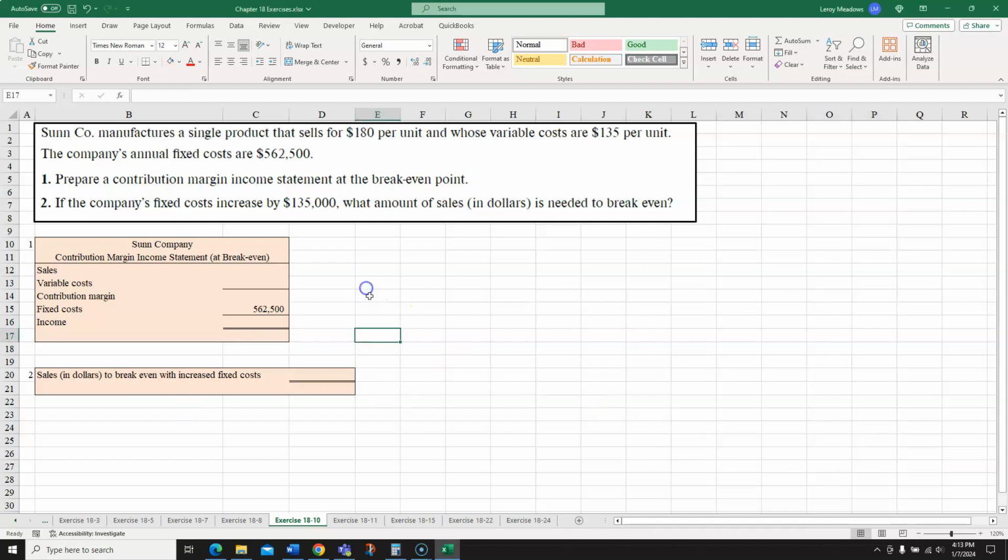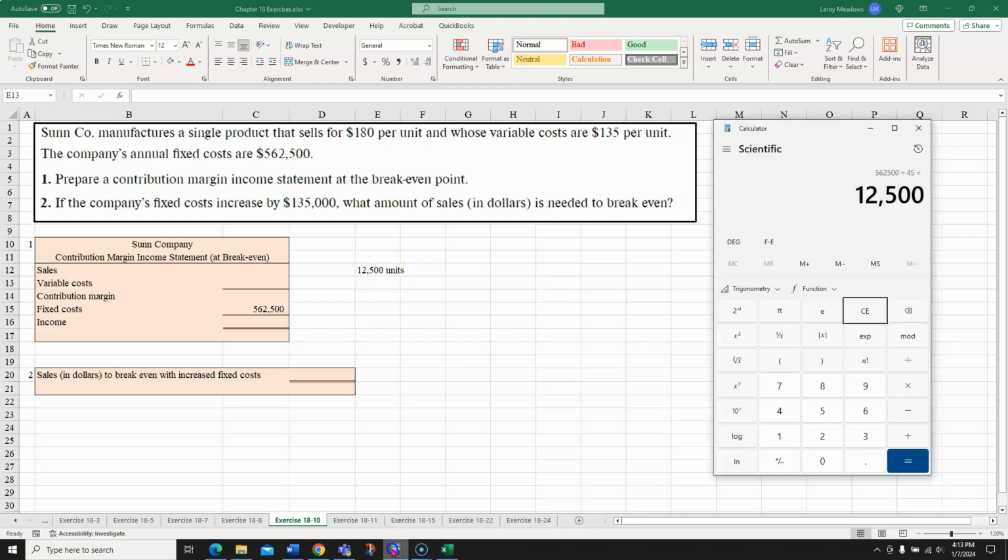Let me write over here, 12,500 units. Okay. Now I can do the contribution margin income statement because I know how many units I've sold. So first of all, I'm going to figure out my total sales. My total sales are going to be the number of units sold times the sales price per unit. So 12,500 times $180 is going to be $2,250,000.